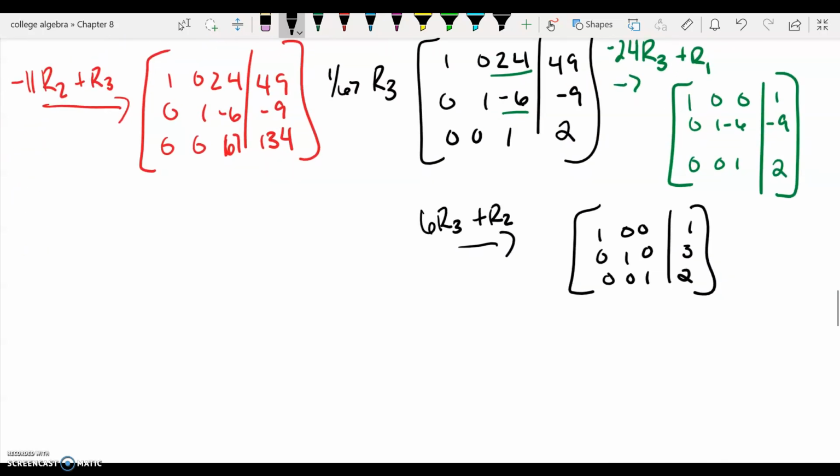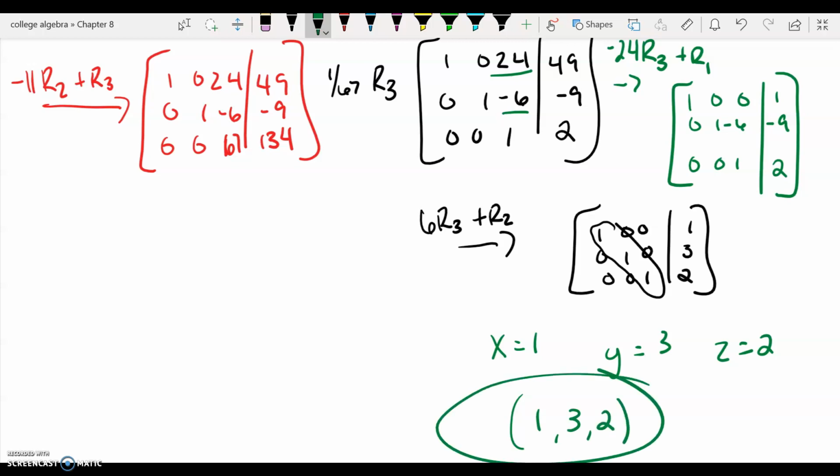So now you see how you have your augmented matrix that's all 1s, which is what you want. The rest should be 0 on the left-hand side. This is saying x equals 1, y equals 3, z equals 2. So I'm going to get 1, 3, 2 is my answer.